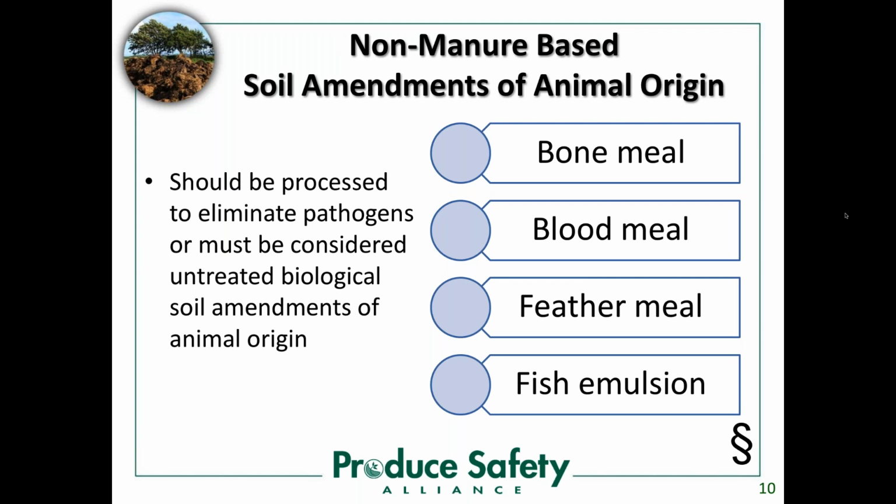And then there's another class, non-manure-based soil amendments of animal origin. And you see a list of them there. They usually come from slaughter plants or rendering plants. And the key there is these things have to be processed to eliminate the pathogens. If you don't, you have to consider them untreated biological amendments of animal origin. And this means that it would have to be further processed in some way, like composting.